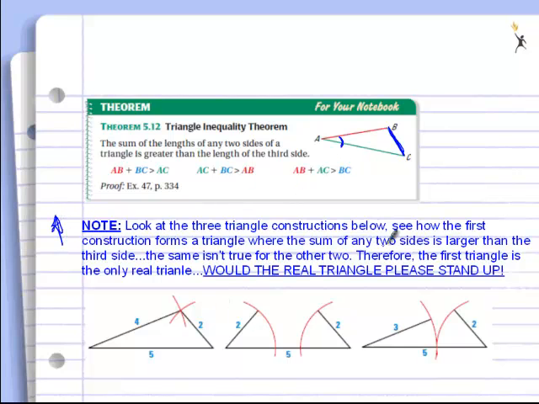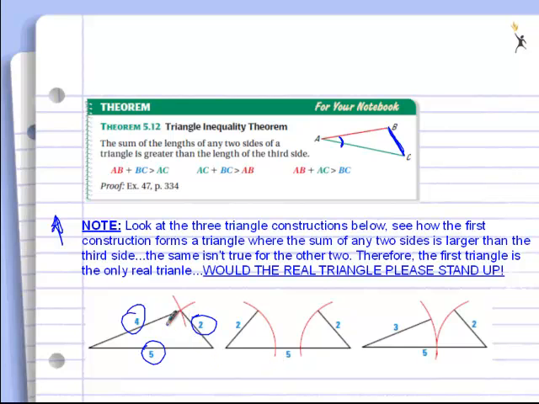Here's a little note. Look at the three triangle constructions below. See how the first construction forms a triangle where the sum of any two sides is greater than the third side. And what I want you to see there is if we add any two of these up, it will be greater than the other side. Like 4 plus 2 is 6. 6 is greater than 5. 5 plus 2 is 7. 7 is greater than 4. 5 plus 4 is 9. 9 is greater than 2. Every time we add two sides together, it's larger than the third side.